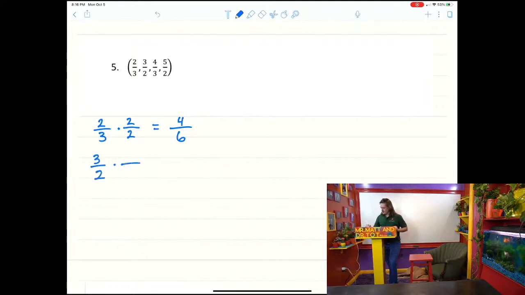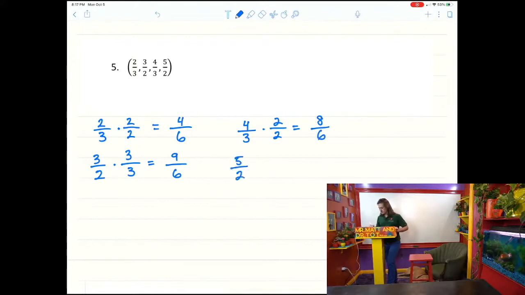And then I have 5/2. To go from 2 to 6, I need to multiply by 3. So if I multiply the denominator by 3, I must multiply the numerator by 3. And so this one is going to be 15/6. Now we have all positive terms, so I'm going to orient my number line skewed towards the positive values. So I'm going to push my 0 all the way over here. Now they all have the same denominator, so you can compare the numerators directly.